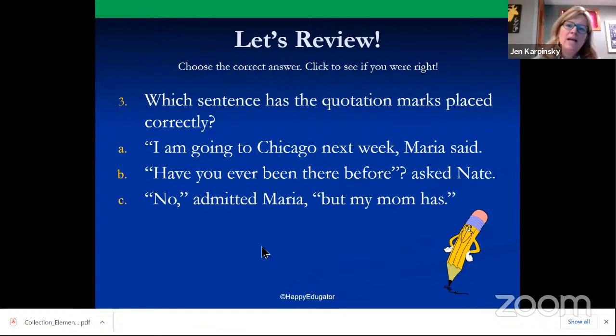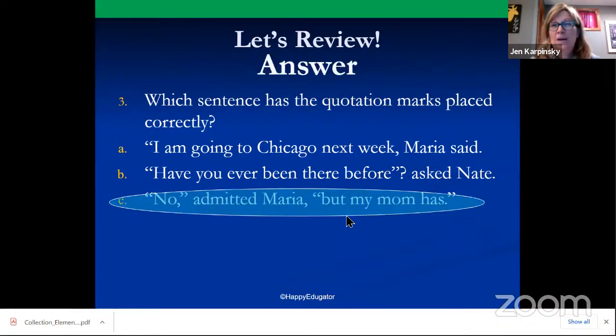Try again. Which one has the quotation marks placed correctly? A: "I'm going to Chicago next week," Maria said. Throw that one out because I don't even have a quotation mark at the end. B: "Have you ever been there before"? asked Nate. "No," admitted Maria, "but my mom has." So I know it's between B and C. Let's look at these carefully. "Have you ever been there before?" Oh, that does sound like the question, right? I don't have to say asked Nate to have a question. So "Have you ever been there before" is a question, so I think that question mark should be inside the quotation marks.